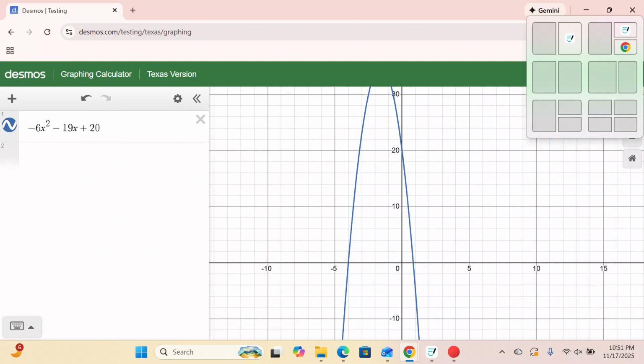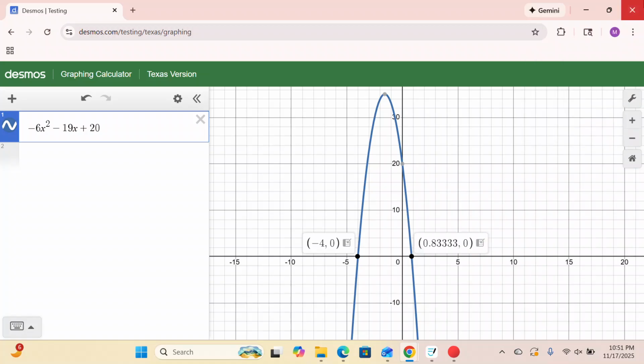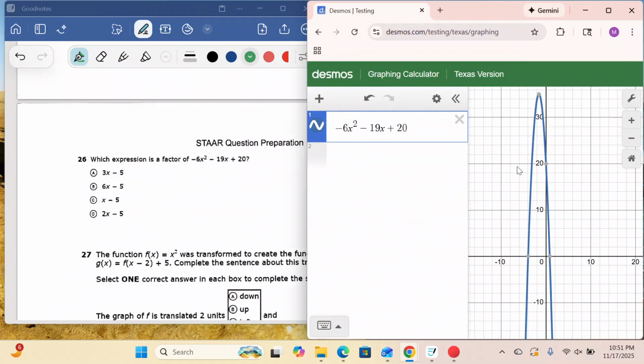If I look at that graph, I can already tell you that this graph is a maximum. Why is my graph a maximum? Because my vertex is at the very top of the graph. It's way up there on top of the hill. So that's considered a maximum. But I really want to be concerned about my zeros, which is not my vertex. It's -4, 0, and 0.833. And that is my vertex. These are my zeros, -4 and 0.83.